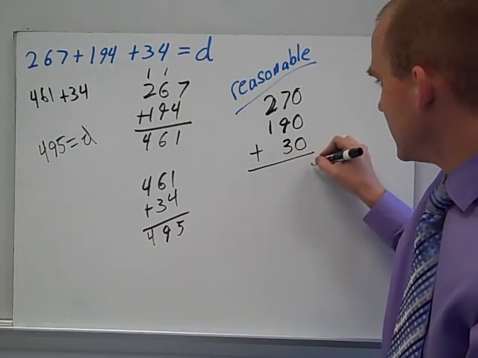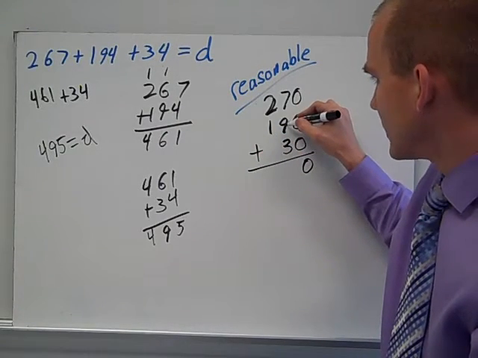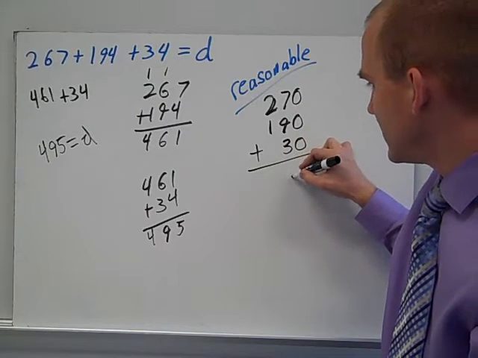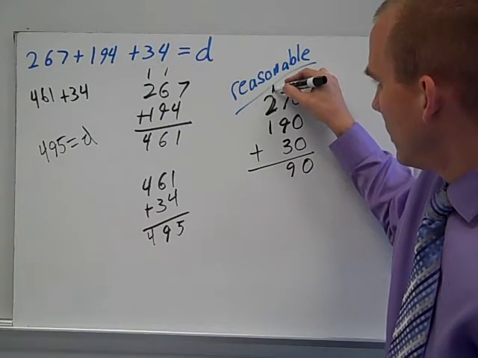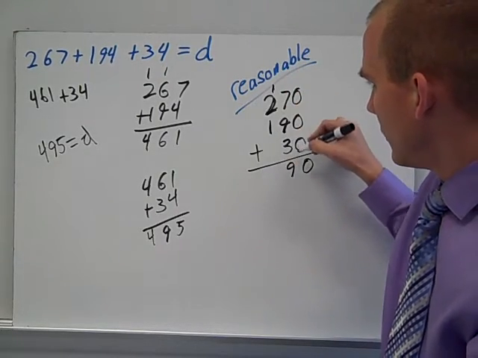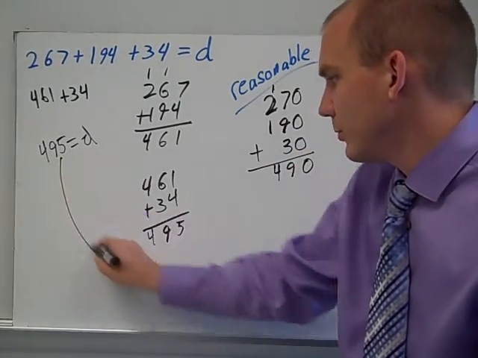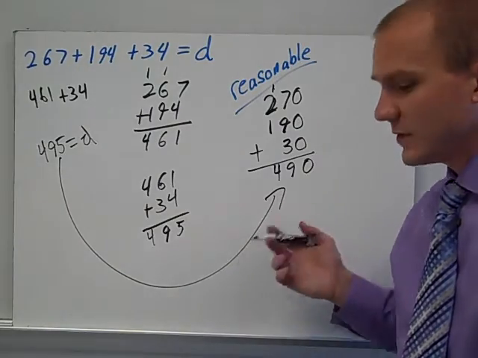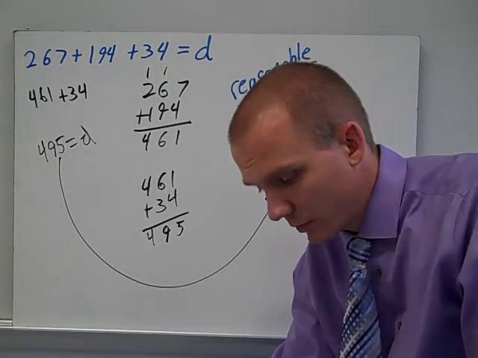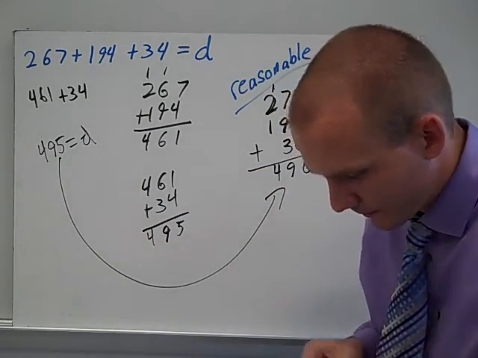Add them up. 3 zeros is 0. 7 plus 9 is 16, plus 3 is 19. Carry the 1. 1 plus 2 is 3, plus 1 more is 4, so I have an estimate of 490. It's pretty close to 495, so I'd have to say my answer is reasonable in this case.